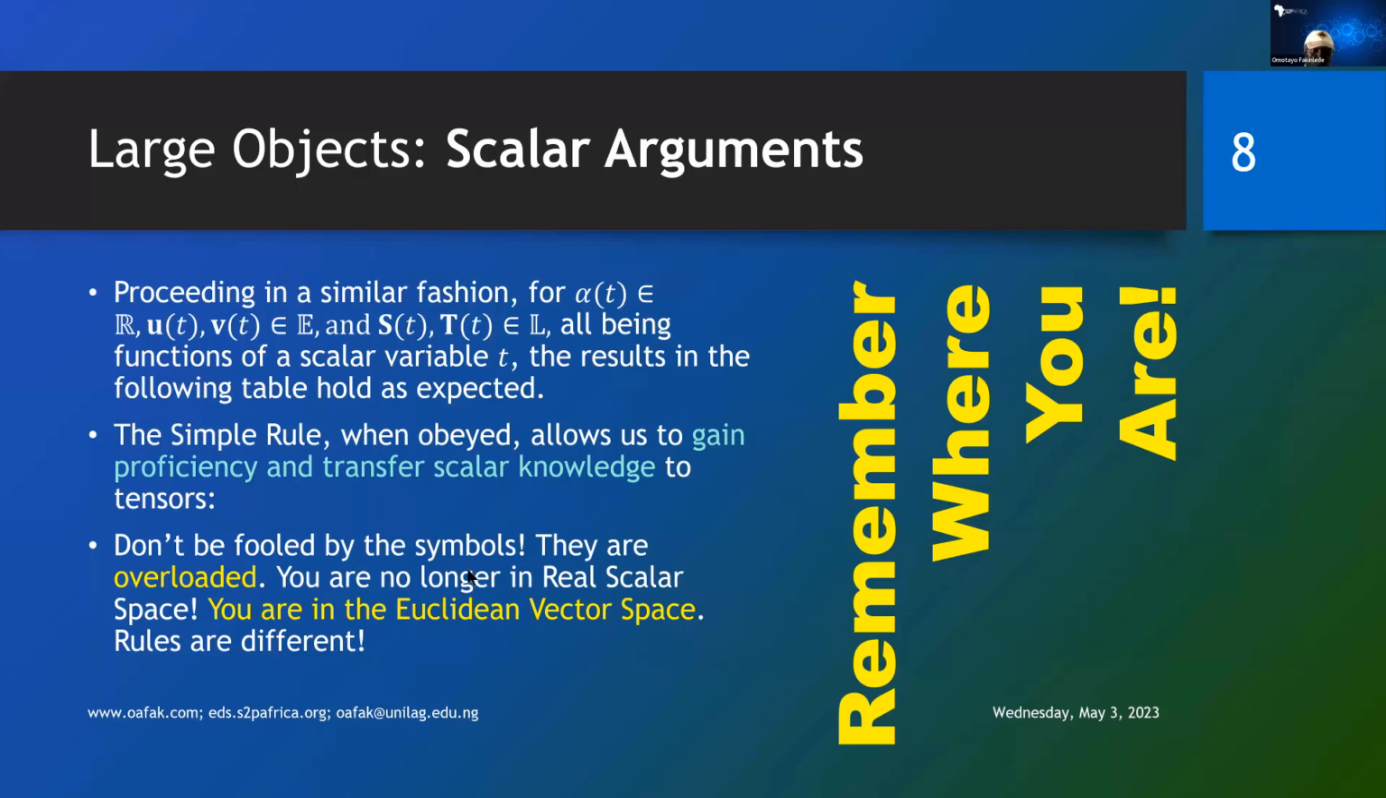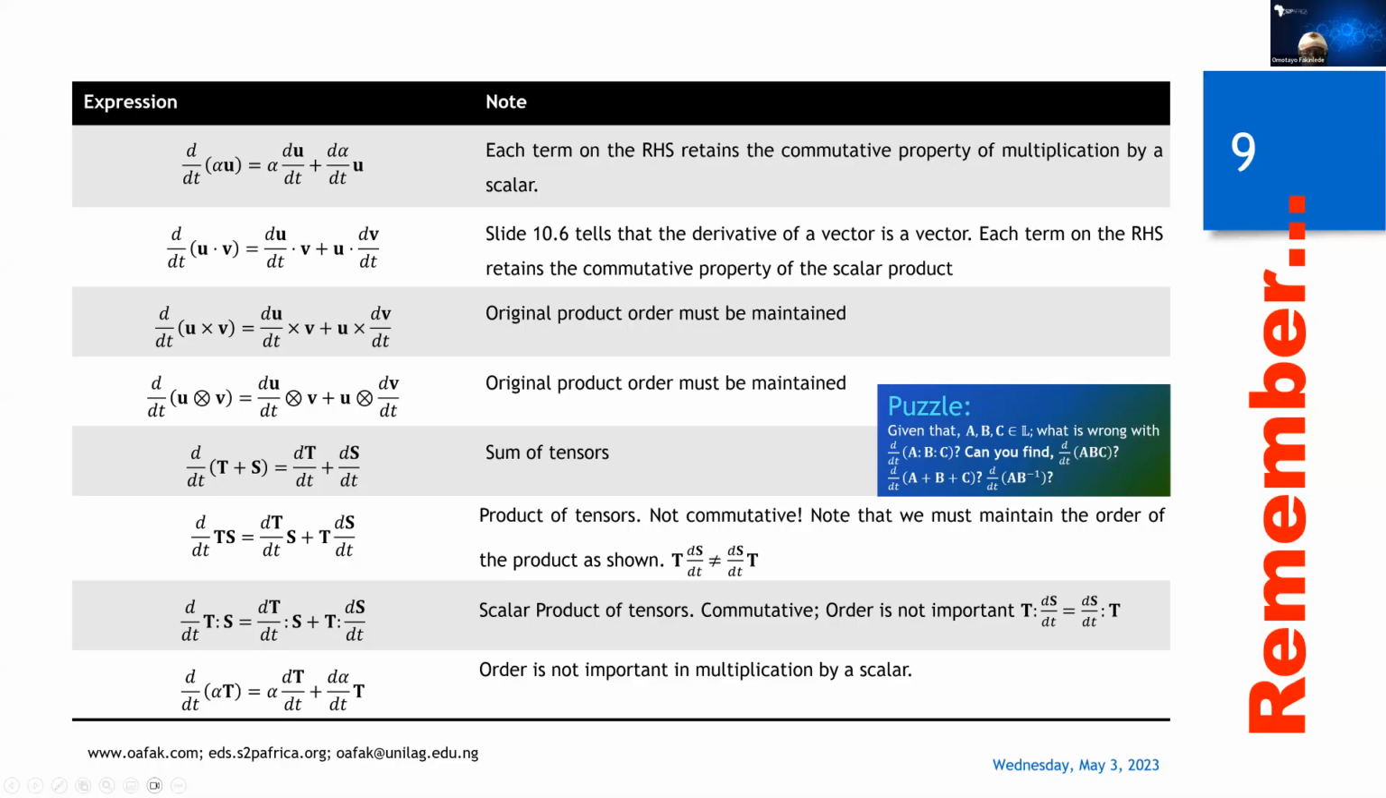Don't be fooled by the symbols. You are no longer in the real space. You are now in a Euclidean vector space, and the rules are different. So remember where you are. If you don't remember where you are, you will make mistakes and you get punished. So this is the full set of relationships when you are differentiating vector and tensor functions that are functions of a scalar variable, and you are differentiating them with respect to the scalar variable. These are things you've been doing before.